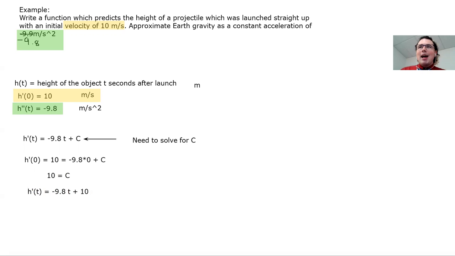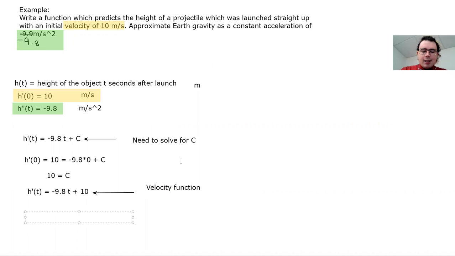Okay, so what I just solved for is the velocity function. This is the derivative of the function I actually want. I wanted the height function or the position function. So what am I going to do next? I'm going to take another antiderivative.